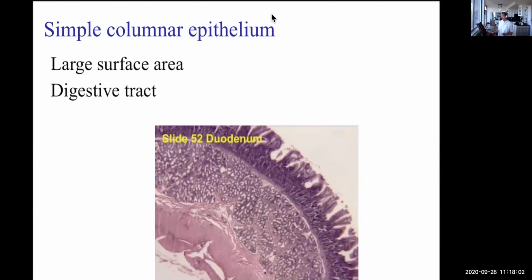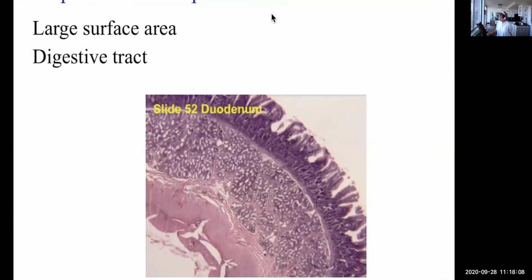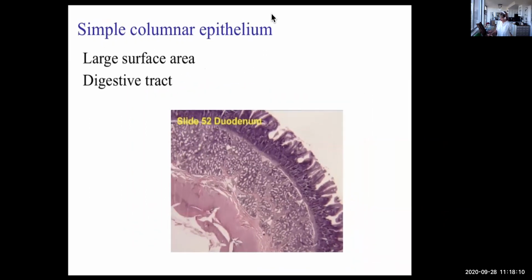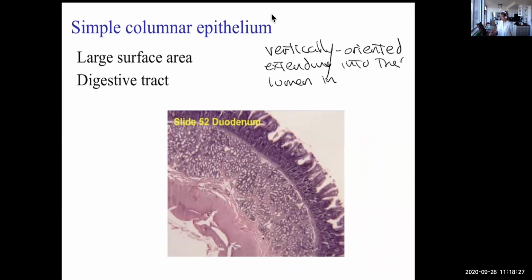Simple columnar epithelium has a larger surface area. Yeah, so they're vertically oriented, extending into the lumen of the digestive tract.